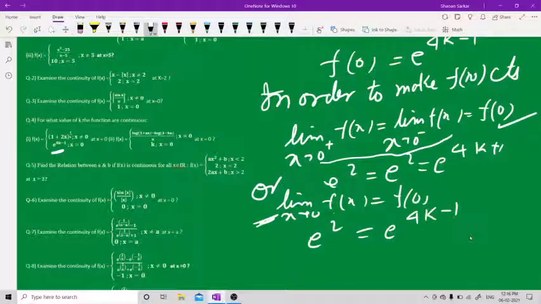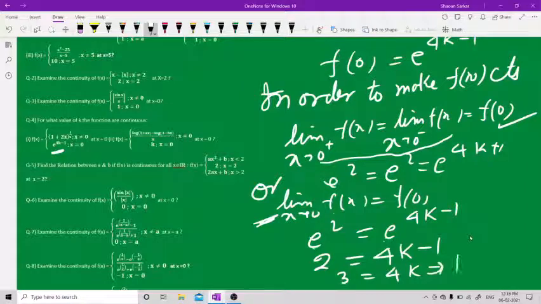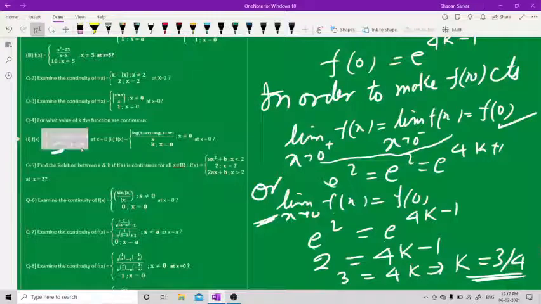Now you already know that the bases are the same. Indices rule of class 10th. This is this, no problem. Now you have 3 is equal to 4k, and that gives you k equal to 3 by 4. You have got it, k equal to 3 by 4. This is the way you do this question.